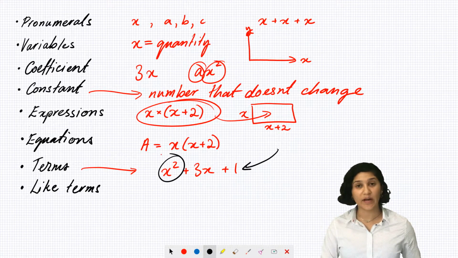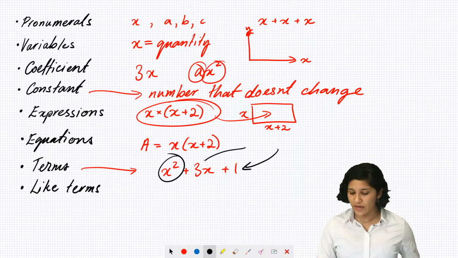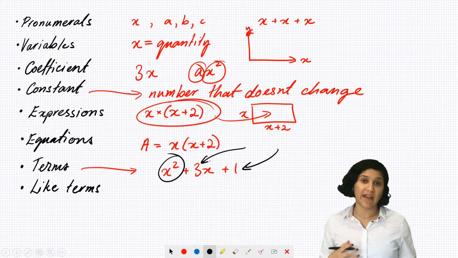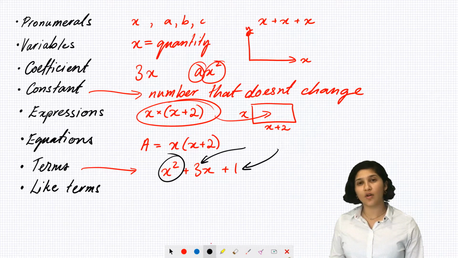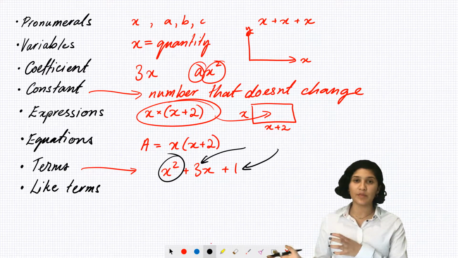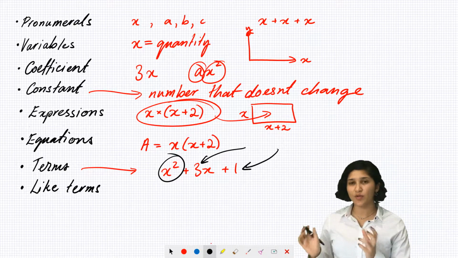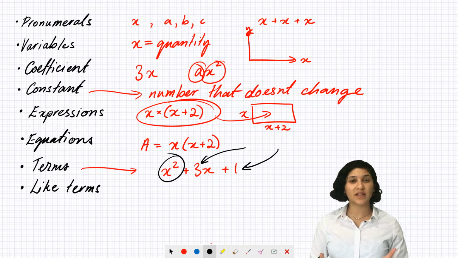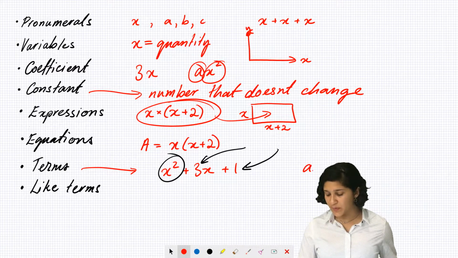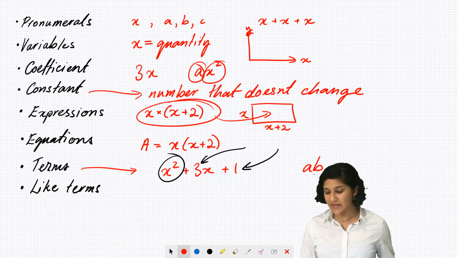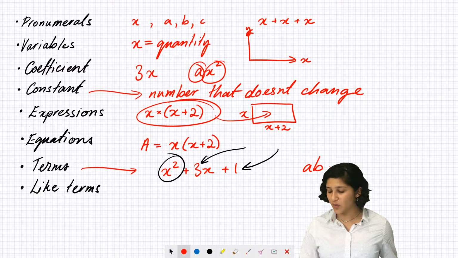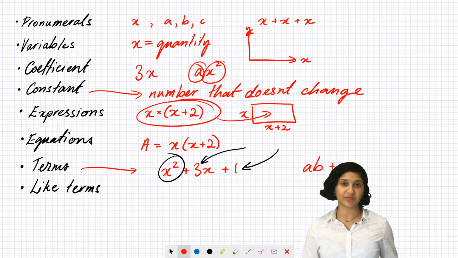Or this is the x squared term, or 3 is the coefficient of the x term. And the important thing to notice about distinct terms is that they have to be added. So if two things are multiplied, that's actually the same term. If I have a times b, ab, that's a single term. Okay? It's only when I add it to something else that I've got two distinct terms.